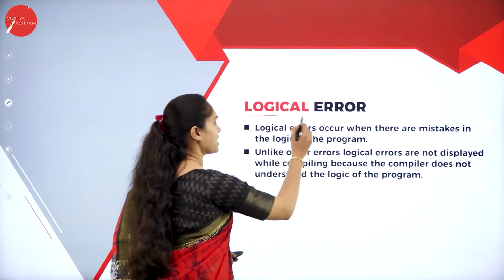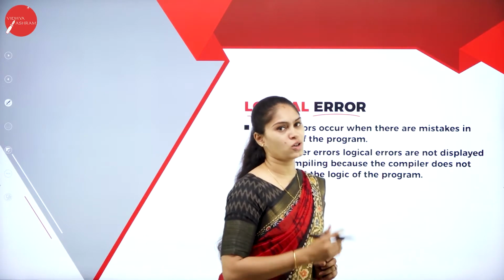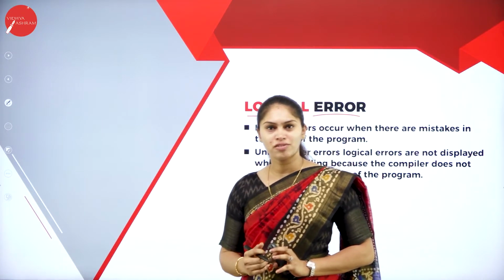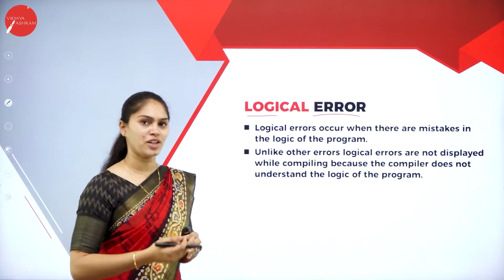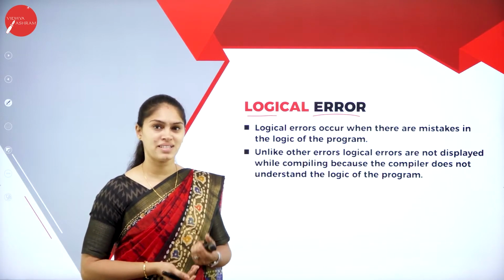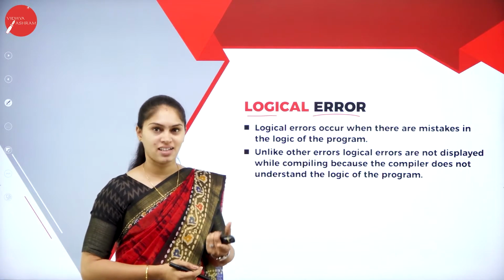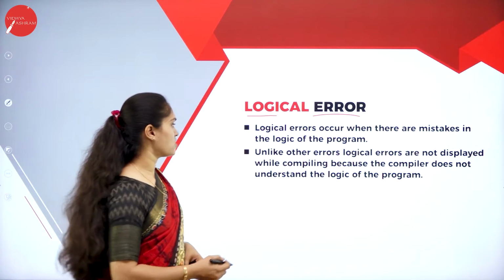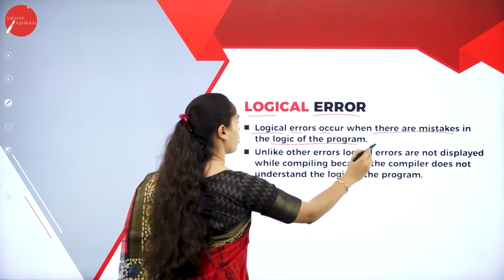Next, we have logical errors. First, we need to analyze the problem, then write code for it. But what if I miss the logic? Instead of taking the area of a circle as pi r square, I take only pi r. Then who will get to know that it is a mistake? We will not get the desired result, right? That kind of error is known as a logical error. Logical errors occur when there is a mistake in the logic of a program.